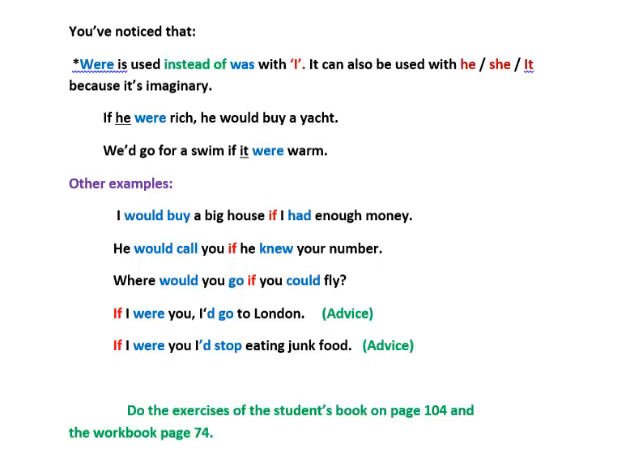We can also use the second conditional to give advice. Like these two examples here. If I were you, I'd go to London. For example, you want to go on a trip abroad. You are hesitating. I give you advice. I say, if I were you, I'd go to London. This is another advice. I'm giving you advice using the second conditional. If I were you, I'd stop eating junk food. Because junk food is unhealthy. It's not good for health. I give you advice. I'd stop eating junk food if I were you. Or if I were you, I'd stop eating junk food.